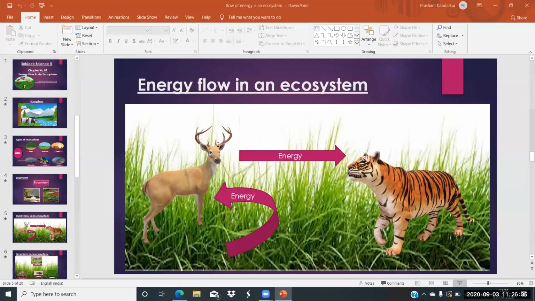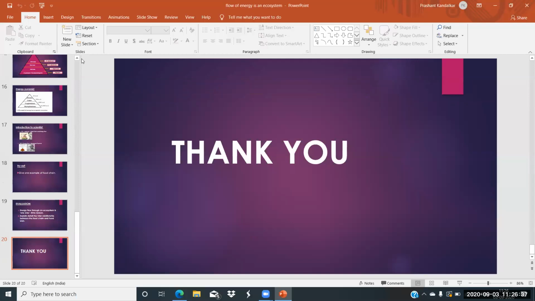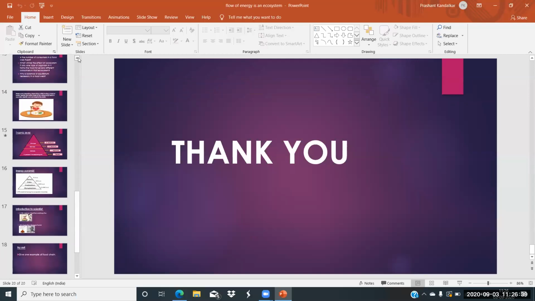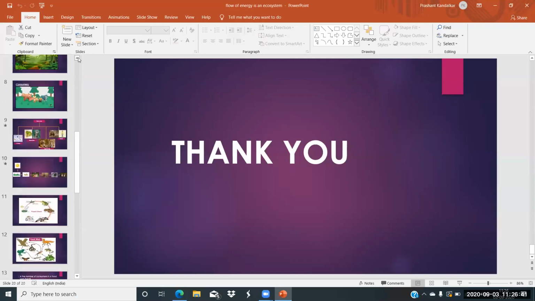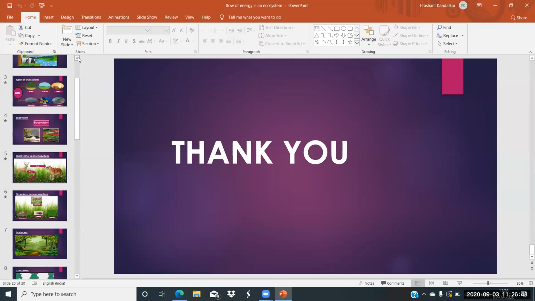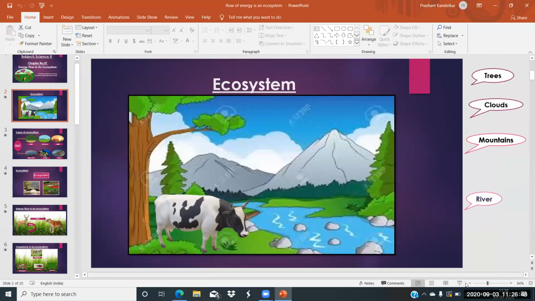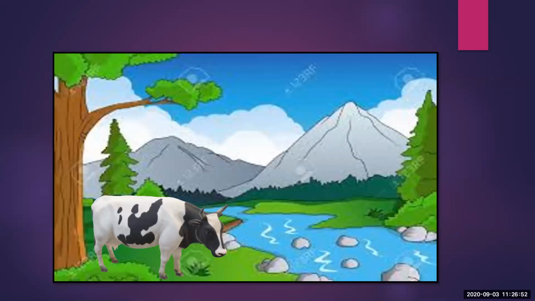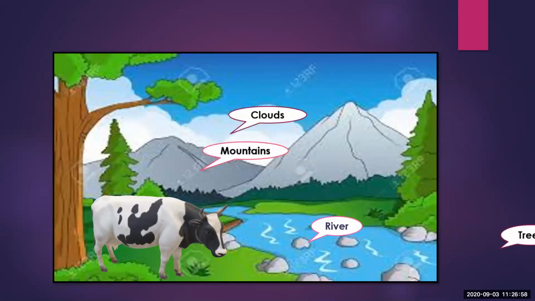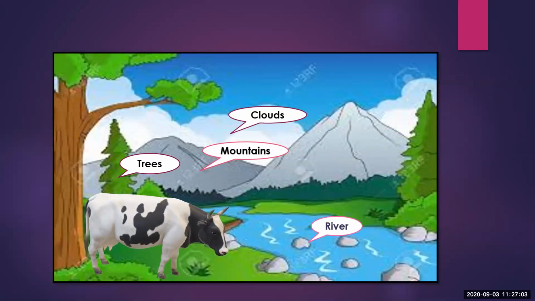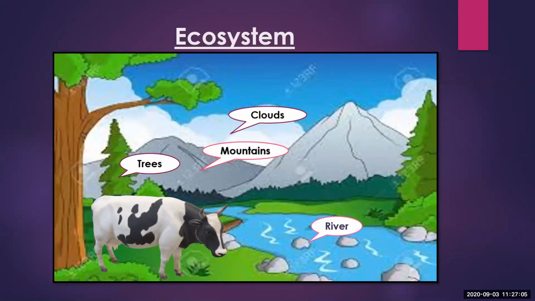We will quickly revise from the beginning. Now see here, you can see in this picture all the biotic and abiotic components. Abiotic means non-living: river, trees, mountain, clouds. Animals are there, and also we are part of this ecosystem.